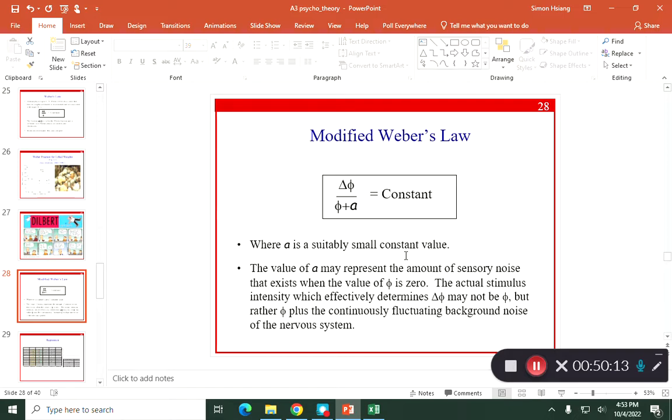But when the stimulus you are trying to handle is much bigger, look at here, the A term is a tiny term. When delta phi and phi become really big, it's not noticeable. I'll give you an example, okay?